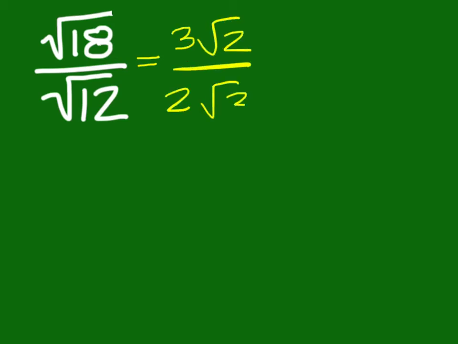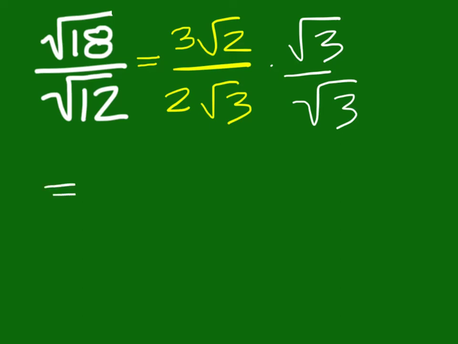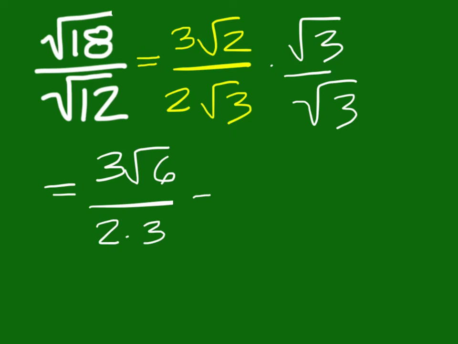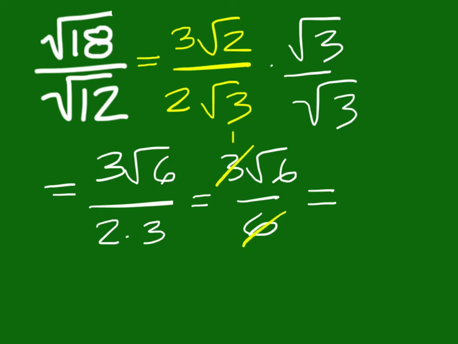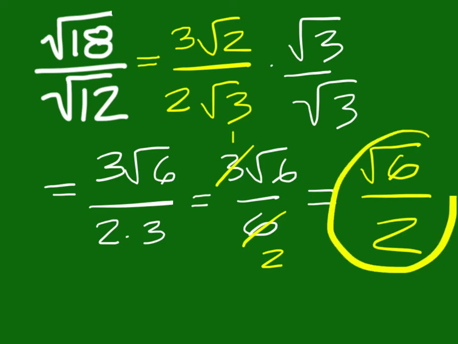For this problem, you can simplify both. On the top, it would be 3 square root of 2, and on the bottom, 2 square root of 3. Multiply the top and the bottom by the square root of 3 to come up with 3 square root of 6 over 2 times 3, which would simplify to 6. 3 over 6, 3 into itself once and the 6 twice, leaves me with square root of 6 over 2.